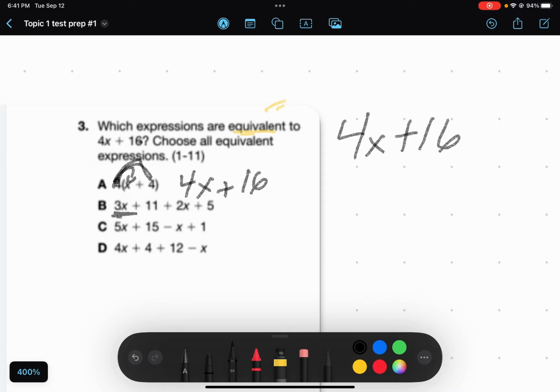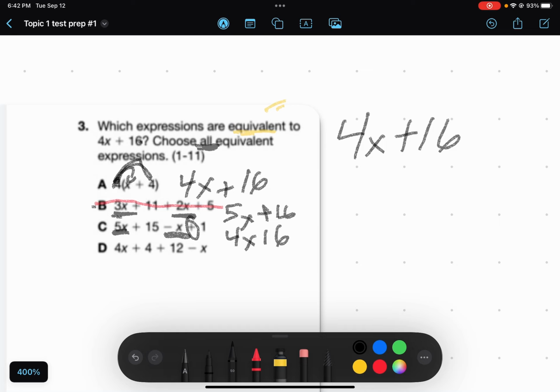So now I have my 3x plus my 5x. That would be 5x, and 11 plus 5 equals 16. So I'd eliminate that one. It's not going to be B. And then this next one would be with like terms, 5x minus 1x, so that would be 4x. And then I have 15 plus 1, which would equal 16. And this one says choose all equivalents. So C would also work. So I'm glad that we didn't just stop at A and we kept going.